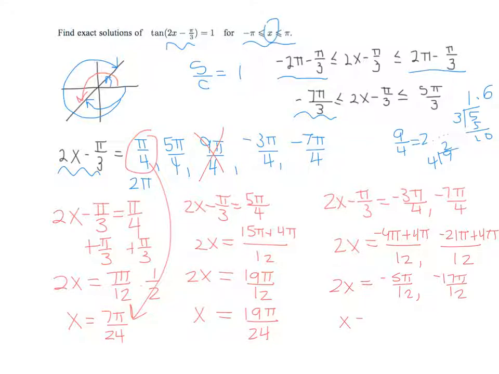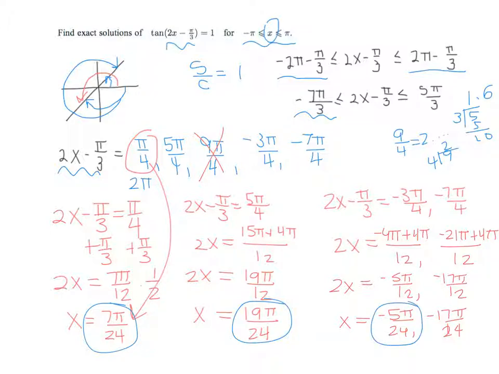Solving for x, we're dividing by 2 or multiplying by half. Finally, we have negative 5 pi over 24 and negative 17 pi over 24. So here are the four answers: 7 pi over 24, 19 pi over 24, negative 5 pi over 24, and negative 17 pi over 24.